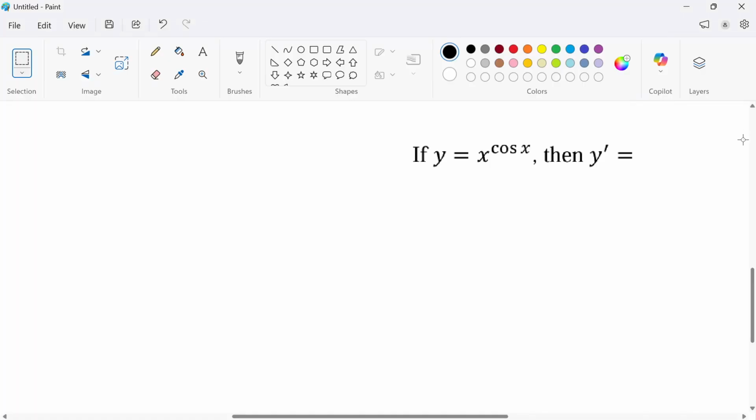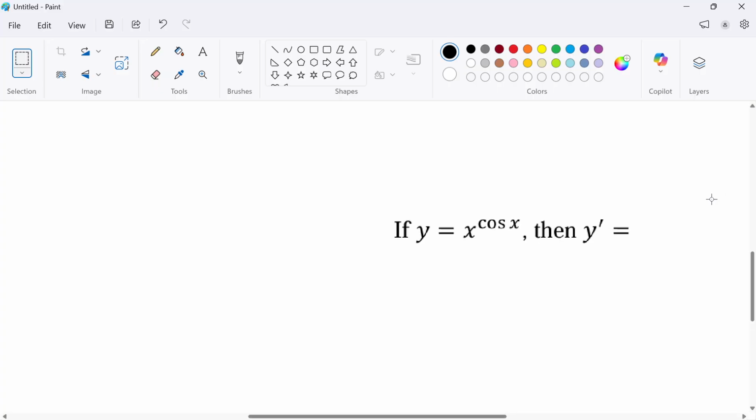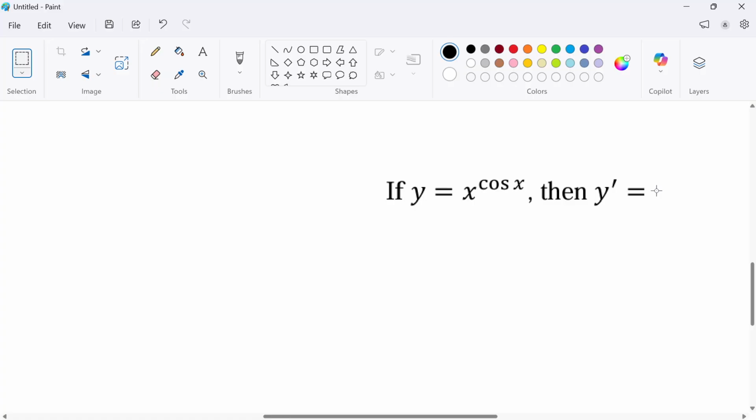Here's an AP Calculus AB practice question. Could be a BC practice question too. If y equals x raised to the cosine x power, then y prime equals what?